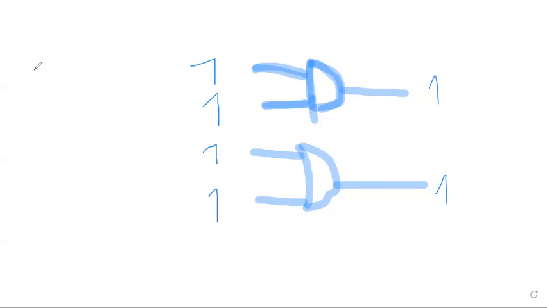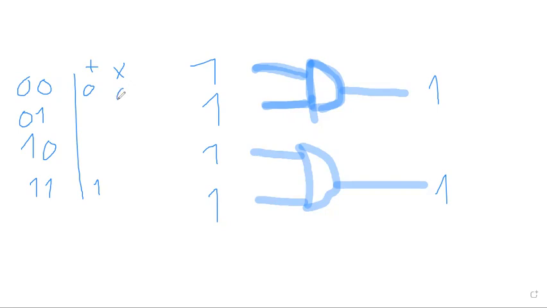So here we have all the combinations: 0, 0, 0, 1, 1, 0, and 1, 1. In the case of the OR gate, as we said, if we have two low values, we will have a 0 result. And if we have two high values, we have a 1 result. The same for the AND gate.